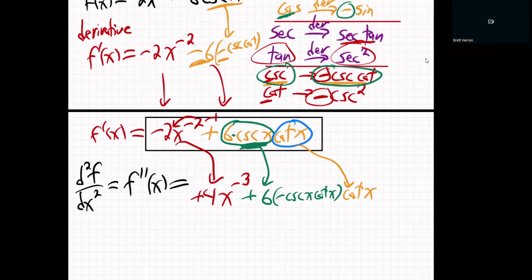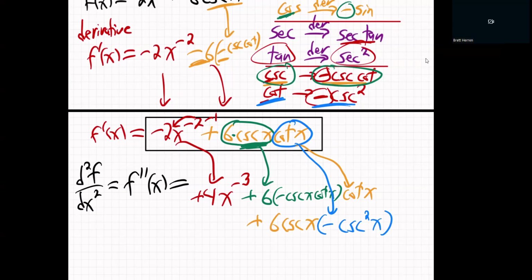Now, it's the other one's turn, plus 6 cosecant x, this guy just sits there, times the derivative of the second guy. What's the derivative of cotan? Right here, derivative of cotan is negative cosecant squared of x. All right, that wasn't easy.